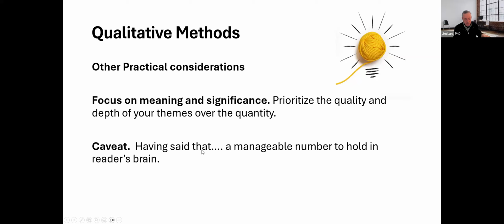my metric on that, and again, it's my bias, is when a reader walks away from that results chapter, they kind of have in their brain what those themes were. And there has to be a manageable number to do that.